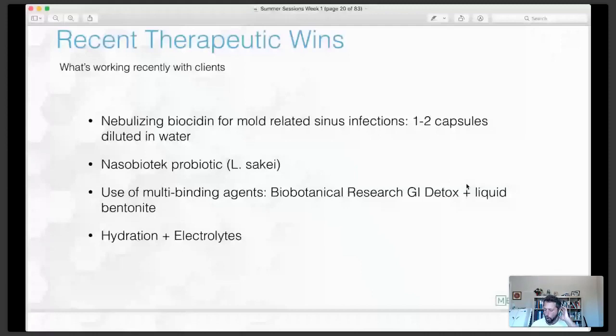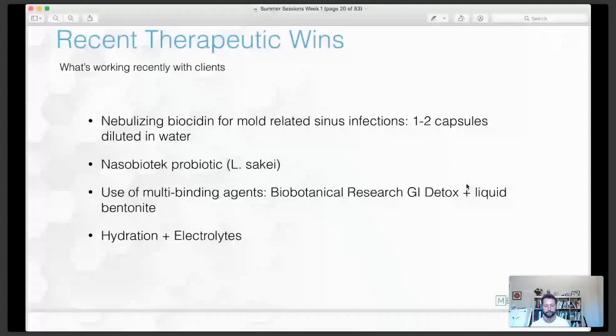And always optimize hydration and electrolytes, because of the effect of mold on the hydration system and the effect that it's having, or potentially having, on antidiuretic hormone. Electrolyte and hydration imbalances are so common, and it's one of the fundamentals of health that is being overlooked. So when you're dealing with a mold client, really hit the hydration. The cell can't function if the charge is off.